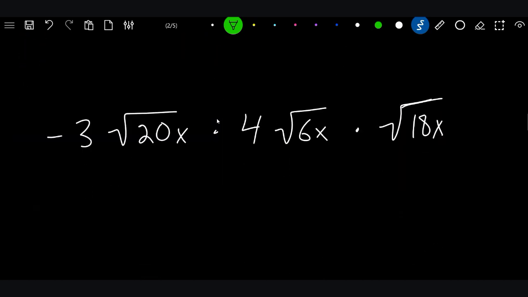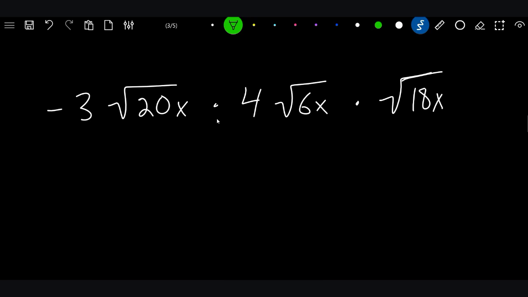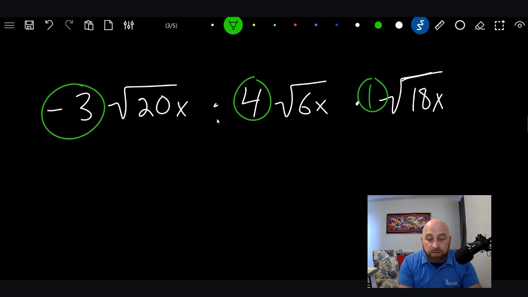Let's do one that's a little bit more complicated. You're going to like this one. All right, check this out. This one kind of adds all of the different elements together. It's even got a negative sign, so that's kind of exciting. All right, this one has a coefficient of 1. So we're going to multiply all the coefficients first. All right, what does that give us? Negative 3 times 4 is negative 12. Negative 12 times 1 is negative 12. The coefficients equal negative 12.